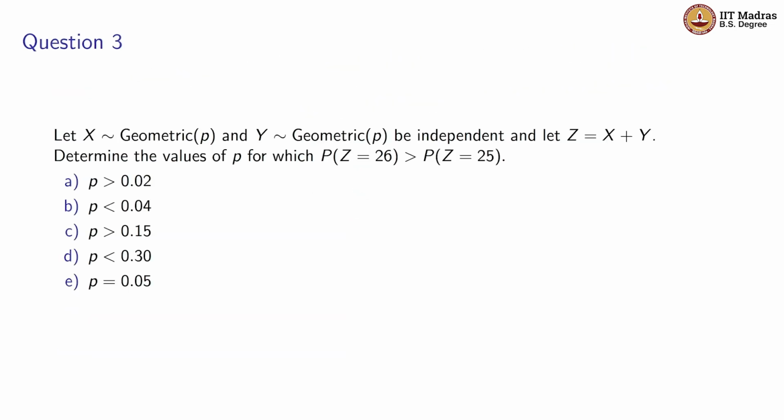Now coming on question number 3. Question number 3 says that x is following geometric distribution with parameter p and y is also following geometric distribution with parameter p, and both are independent, and we have defined another random variable z which is equal to x plus y, and we have to determine the value of p for which the probability that z is equal to 26 is greater than probability that z is equal to 25.